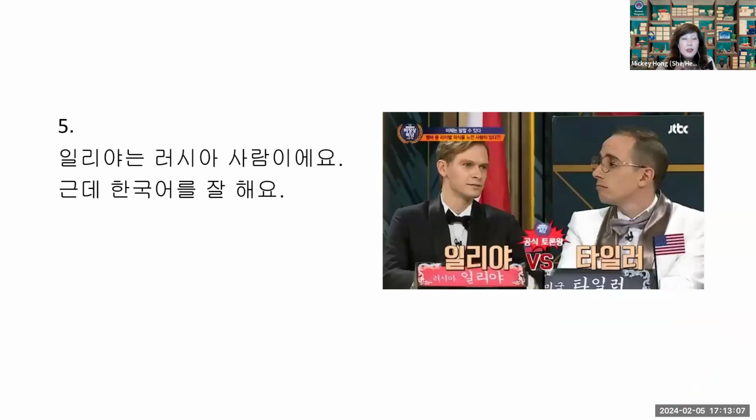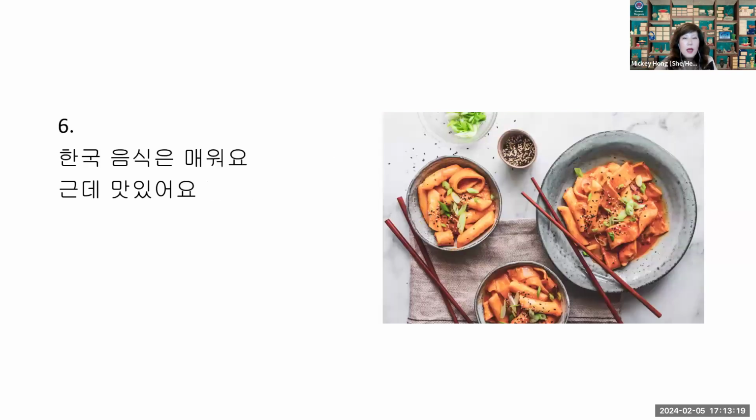일리아는 러시아 사람이에요. 근데 한국어를 잘해요. So Ilya is Russian, but then you don't expect that, but he speaks Korean well. 한국 음식은 매워요. 근데 맛있어요. Korean food is spicy, but then it's tasty.